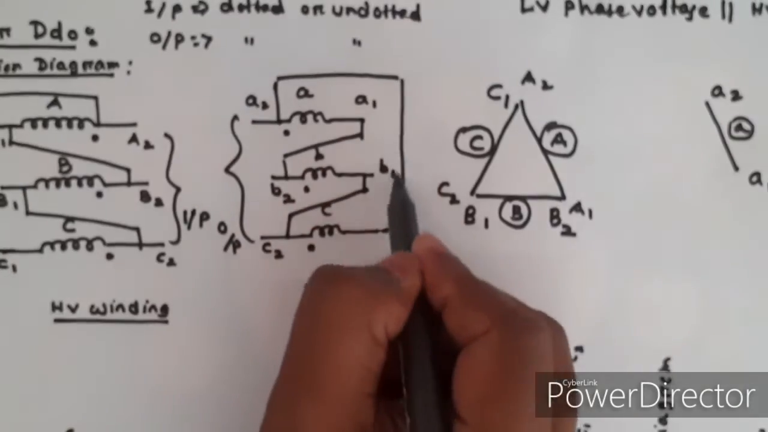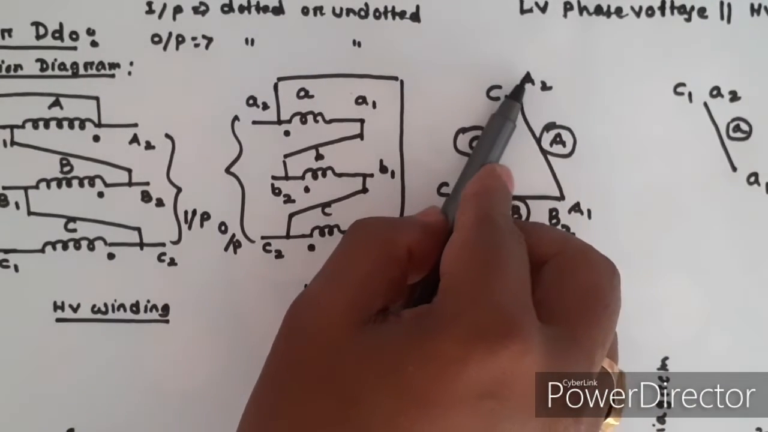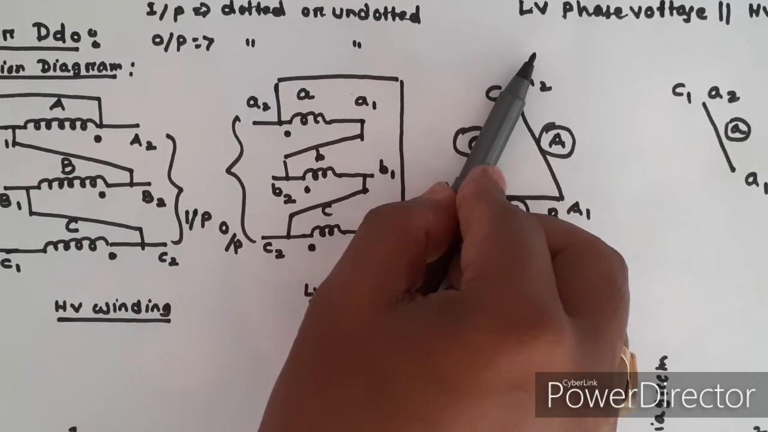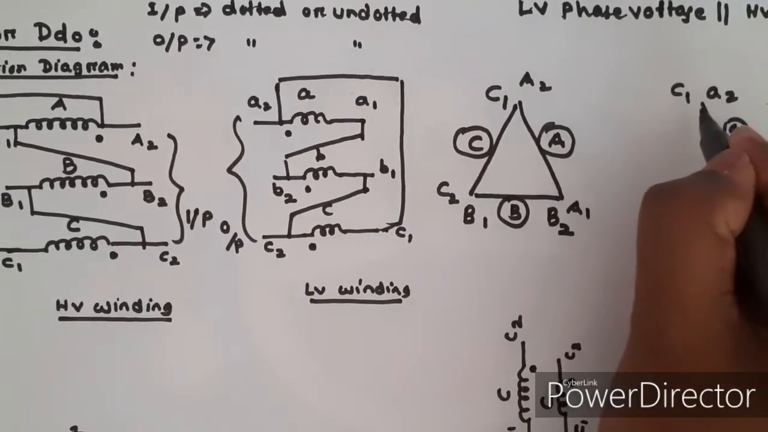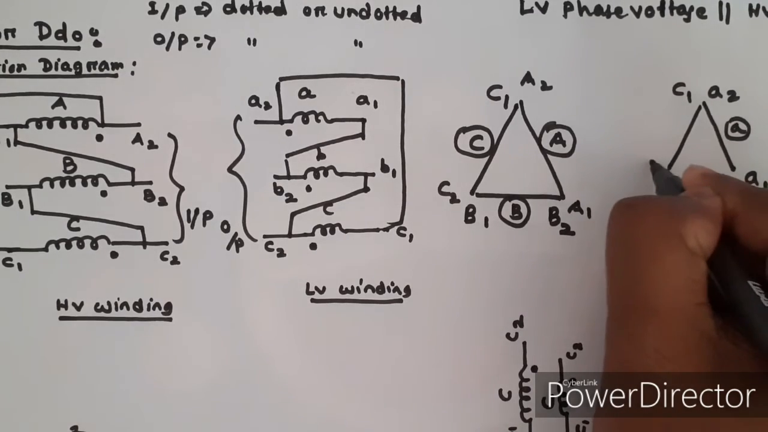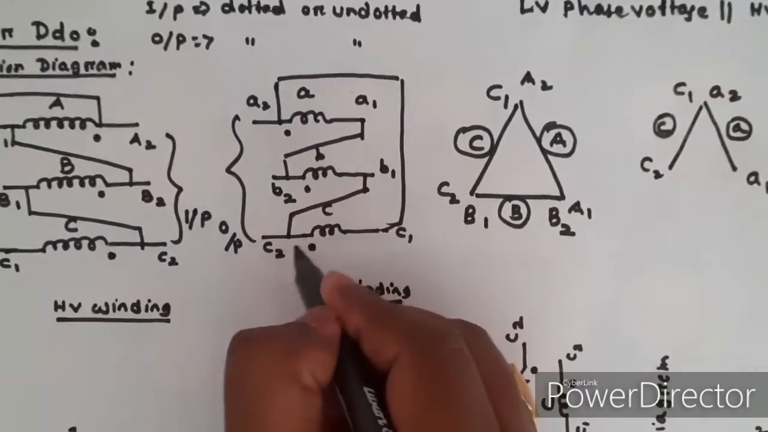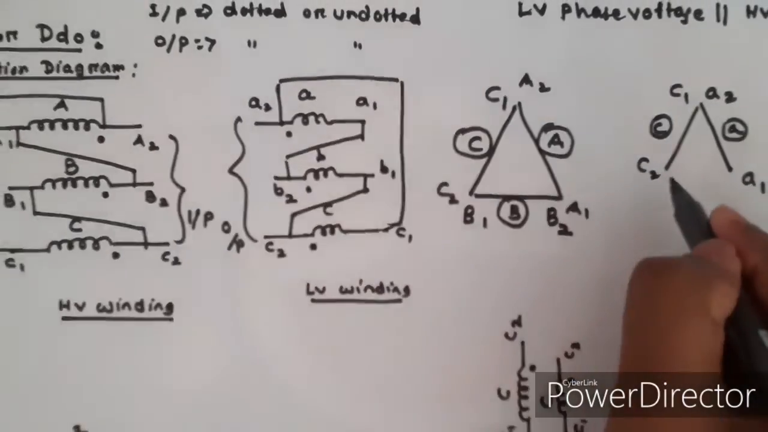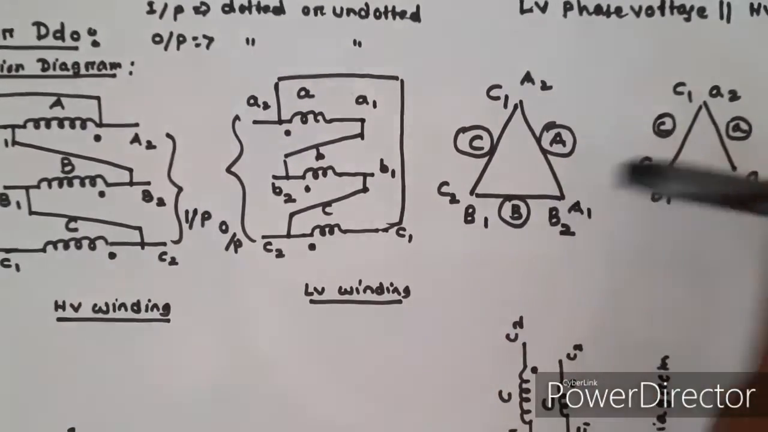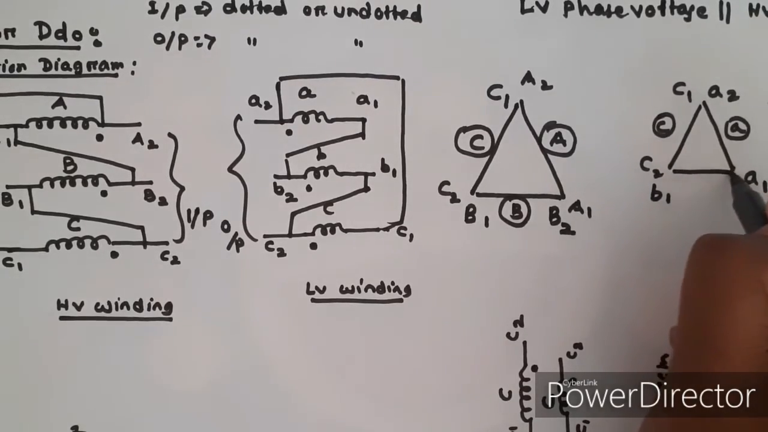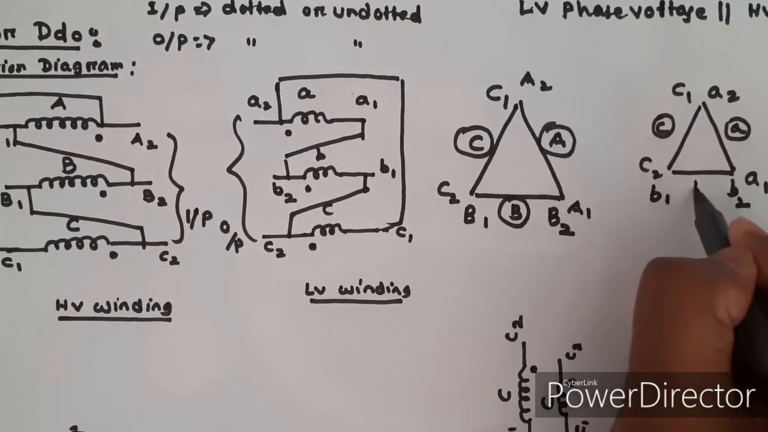Again here A2 is connected to C1. Here C1 C2 HV phase voltage and LV phase voltage will be exactly parallel like this. Here C2 is connected to B1. Again B1 B2 will be exactly parallel, and B2 is connected to A1. This is your B phase.